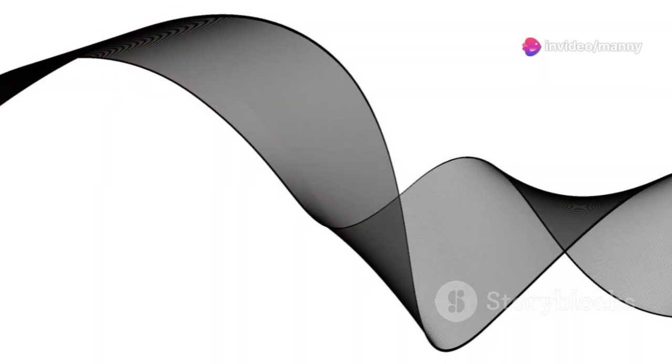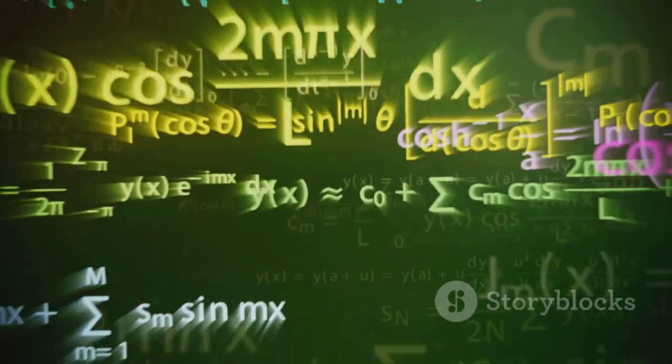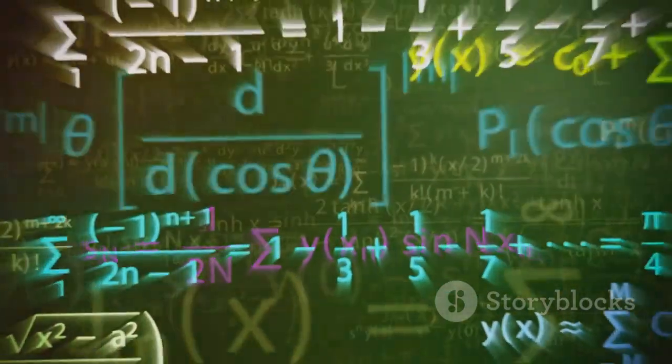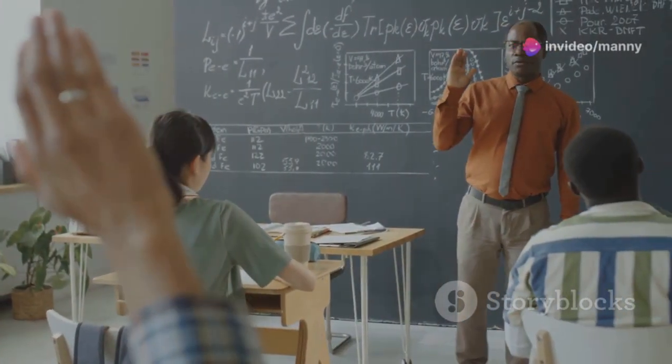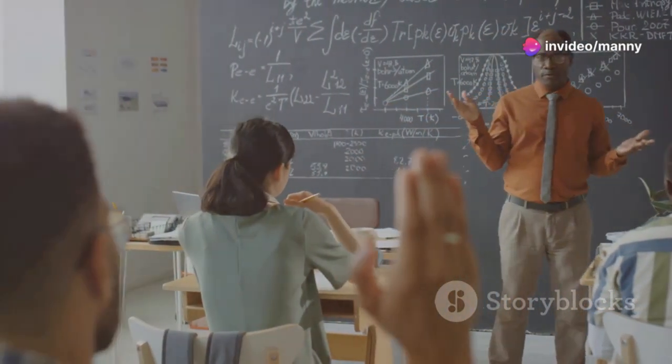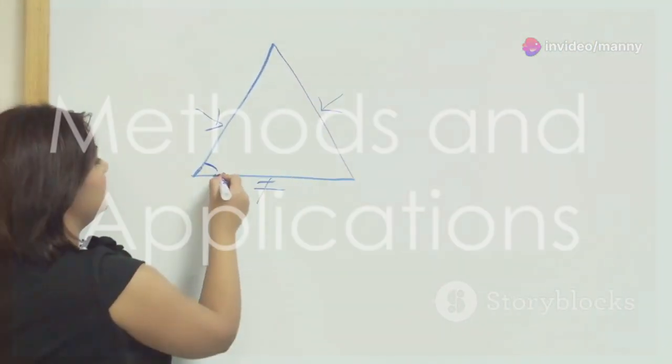Double angle formulas are another type of identity. For instance, sin 2 theta equals 2 sin theta cos theta. This relates the sine of a double angle to the sine and cosine of the original angle. These identities are powerful. They let us simplify expressions and solve equations that would otherwise be difficult.